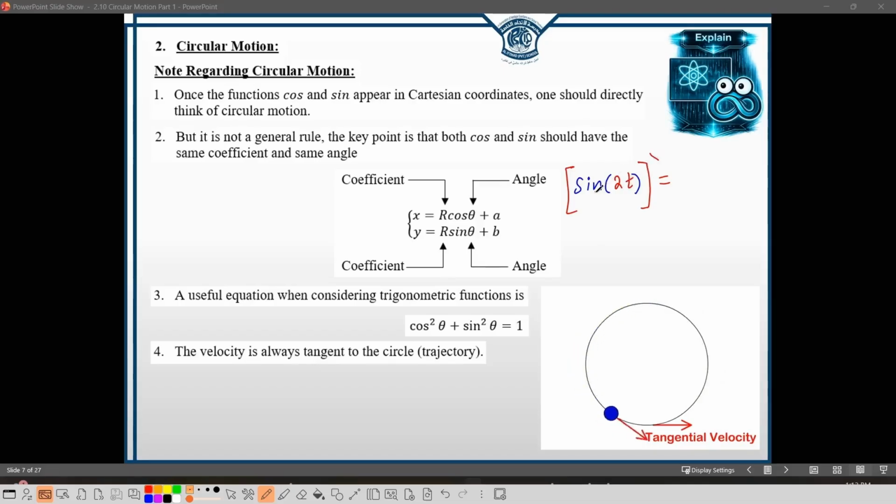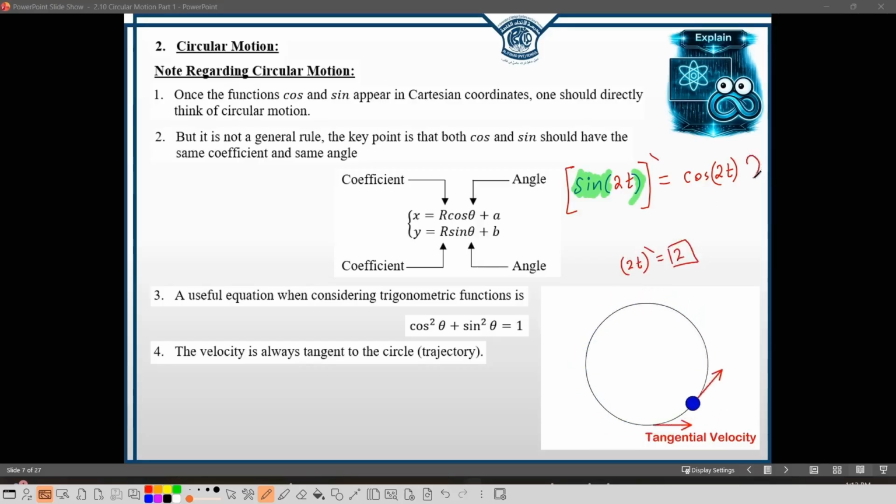So let's apply the derivative on the first layer. What is the derivative of sine? We know from the unit circle that the derivative of sine is cosine. So cosine 2t, we write the same angle again. Now we have finished the first layer. It's time to apply the derivative on the second layer, which is 2t. The derivative of 2t, this is linear, it becomes a constant, so the derivative is 2.